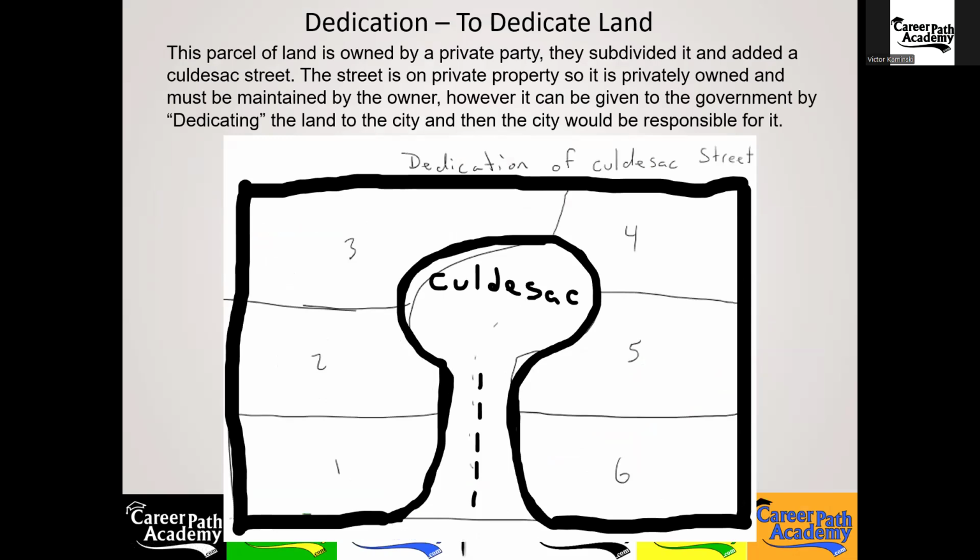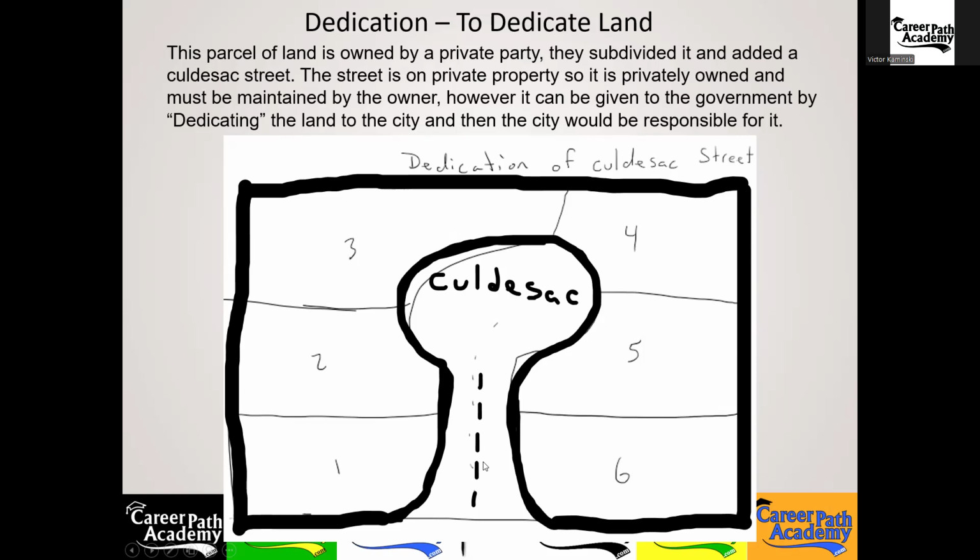Dedication is when you give land to the government for a greater public good. In this example, you have somebody whose entire thing is their one property, their one lot. Now they subdivided it into 6, and they were going to build 6 houses, and then they put a cul-de-sac street on it. That's what you call those dead-end streets with the big circle at the end where you can turn around.